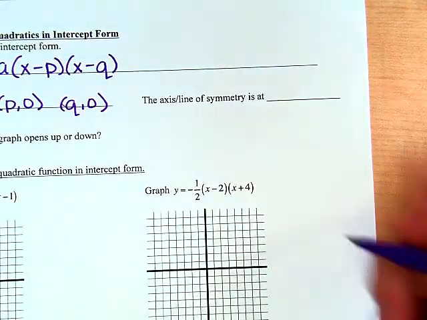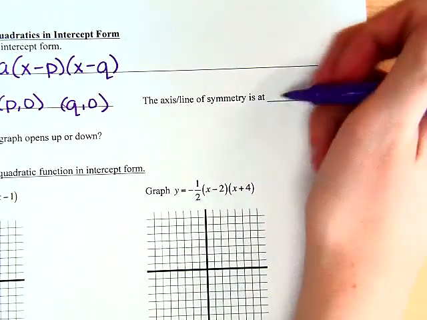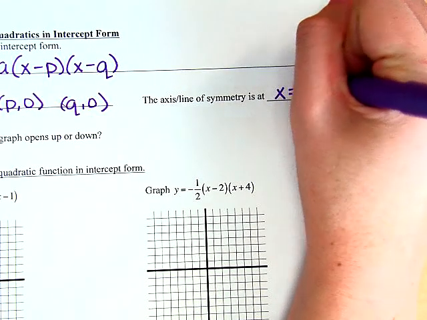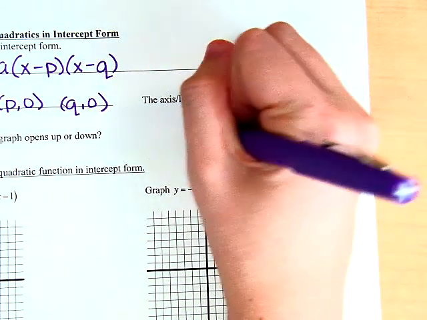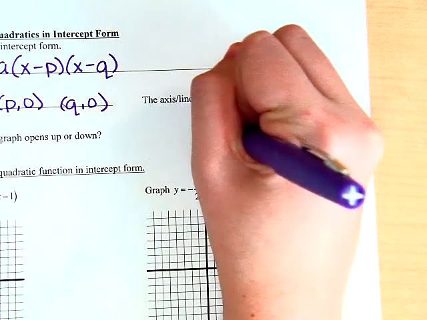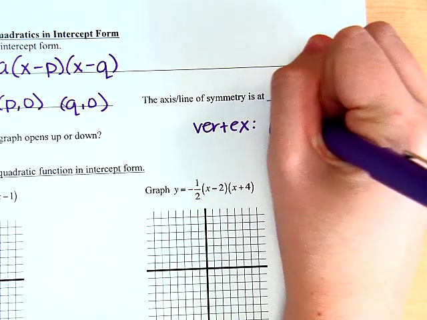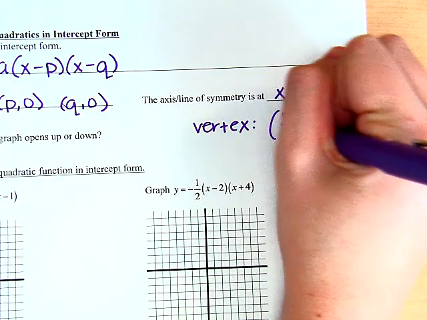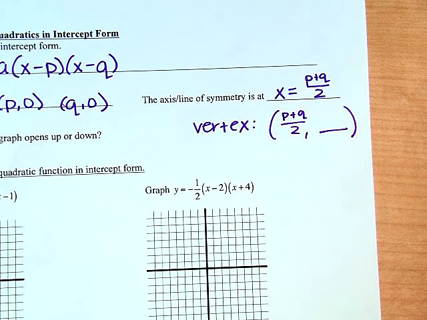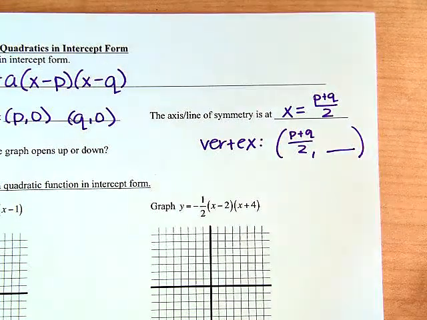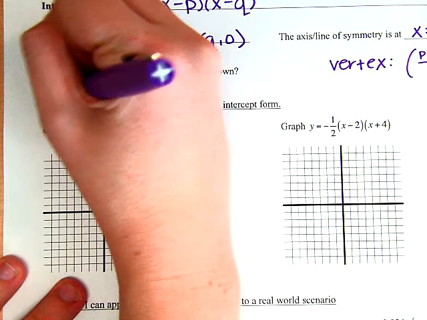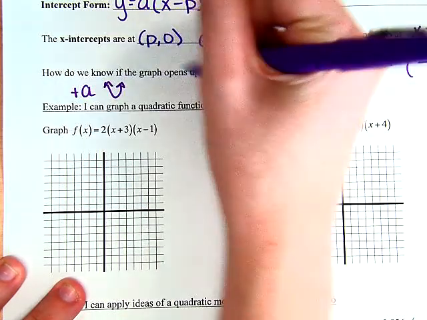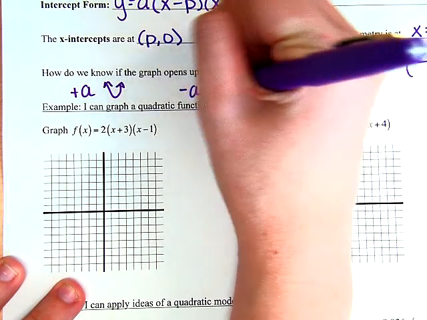And my line of symmetry, my axis of symmetry, that dotted line going straight up and down, is x equals (p plus q) over 2. So my vertex also is at x equals (p plus q) over 2, and then whatever you plug in and get. So let's talk about how we know if the graph opens up or down. A little review: if it's a positive a, it opens up. If it's a negative a, it opens down.